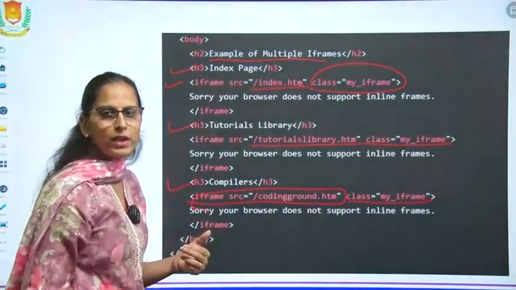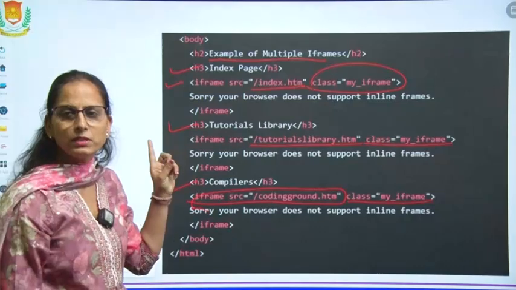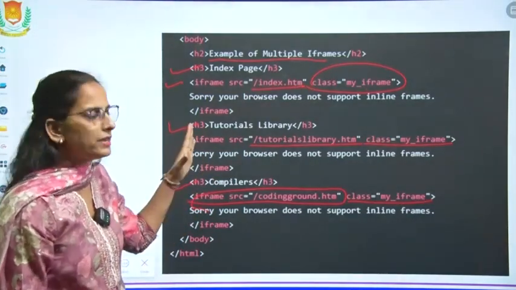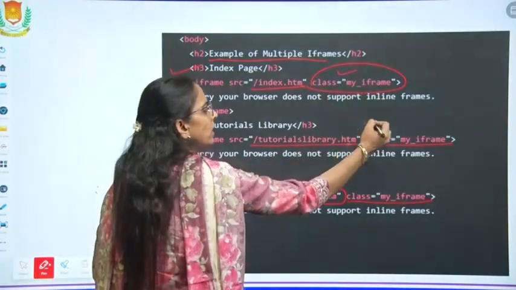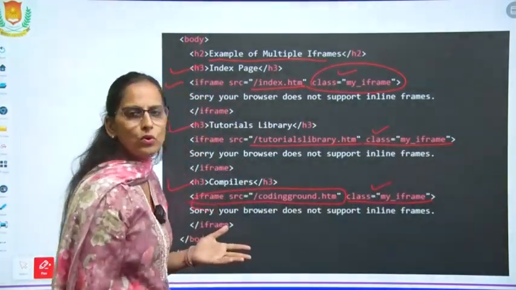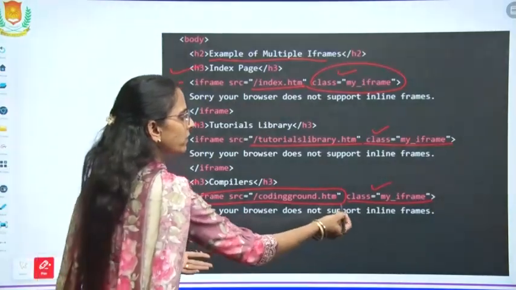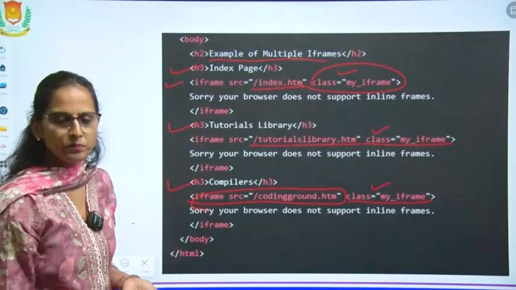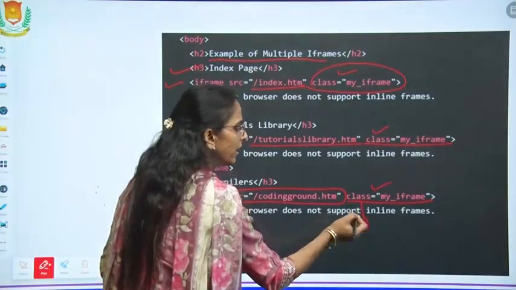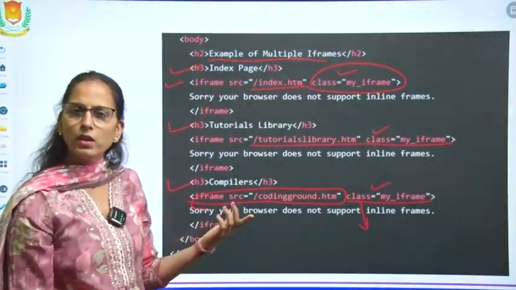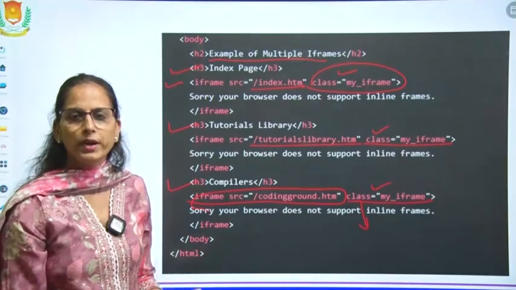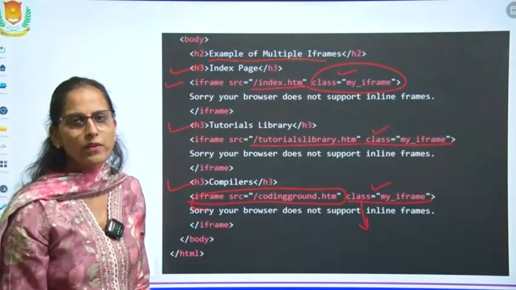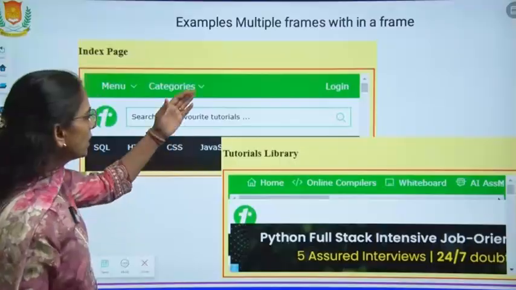So what we have done here, once we have created the class in the head section, we can call it as many times as you want, just by defining the name with the help of the class attribute. And this class contains the appearance of your frame. Border, width, height, so many things are there. You can specify it with the help of it.